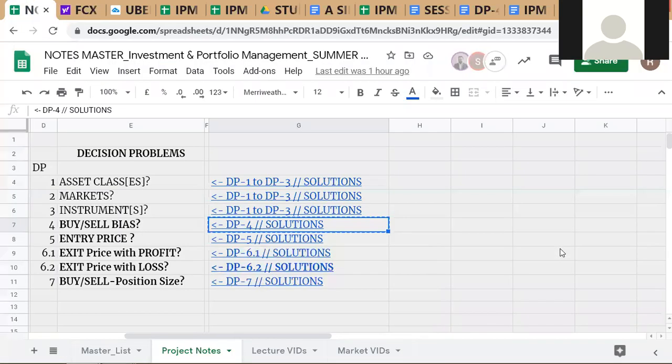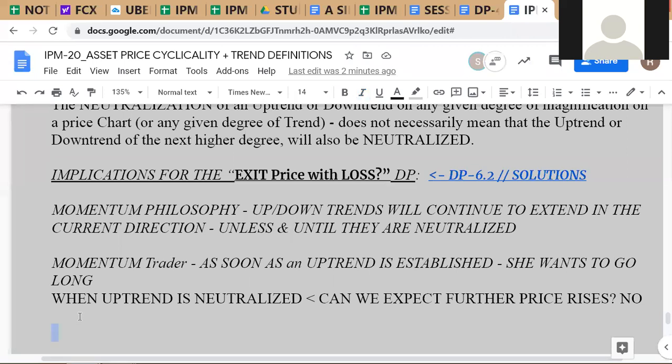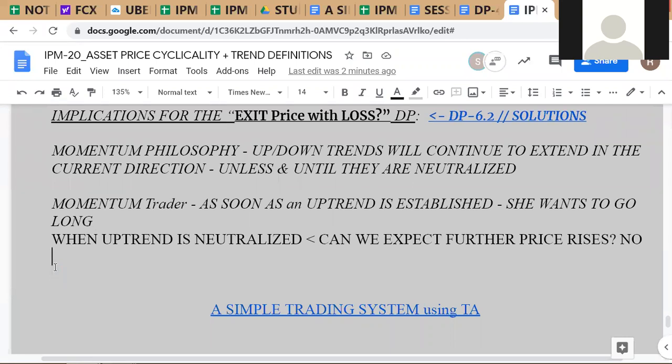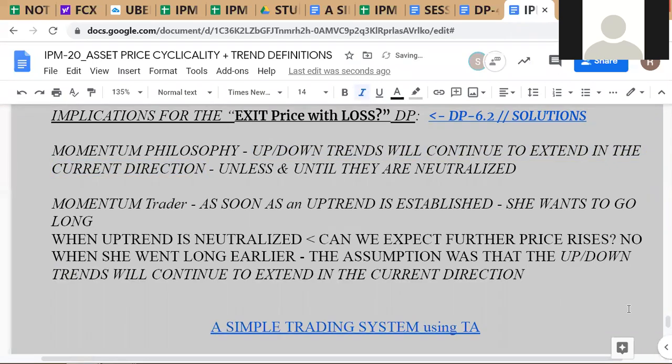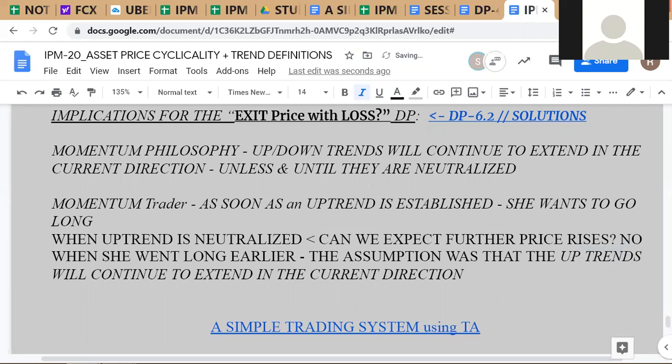Okay, so now what does that mean? When you went long earlier, because you were a momentum trader, the assumption was that the uptrend would continue to extend in the current direction. In this case we are discussing an uptrend, so we will leave out the downtrend part. Right?